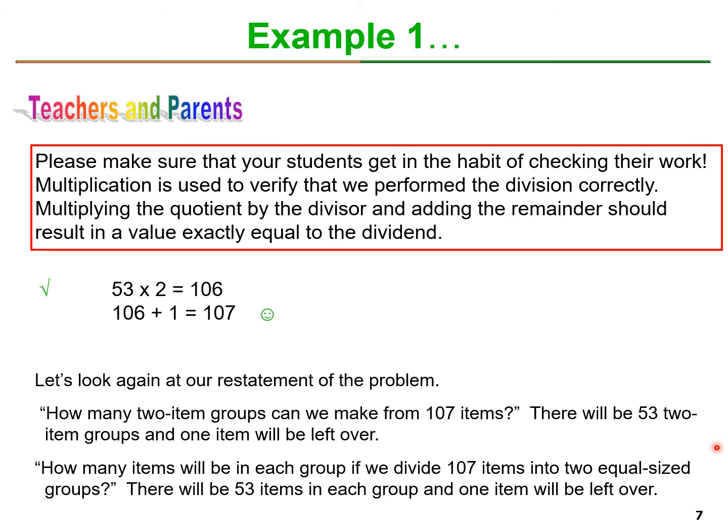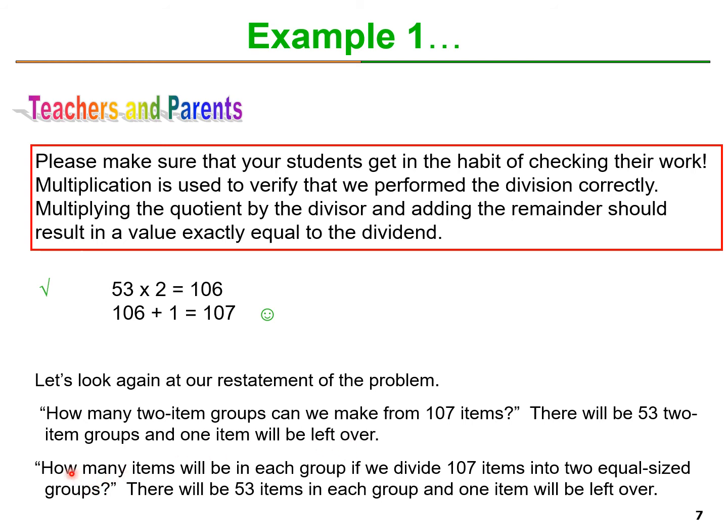Let us look again at our restatement of the problem. How many 2-item groups can we make from 107 items? So if we put 2 items in each group, then we will have 53 2-item groups. And 1 item will not be in a group. It'll be left over. That's the remainder.